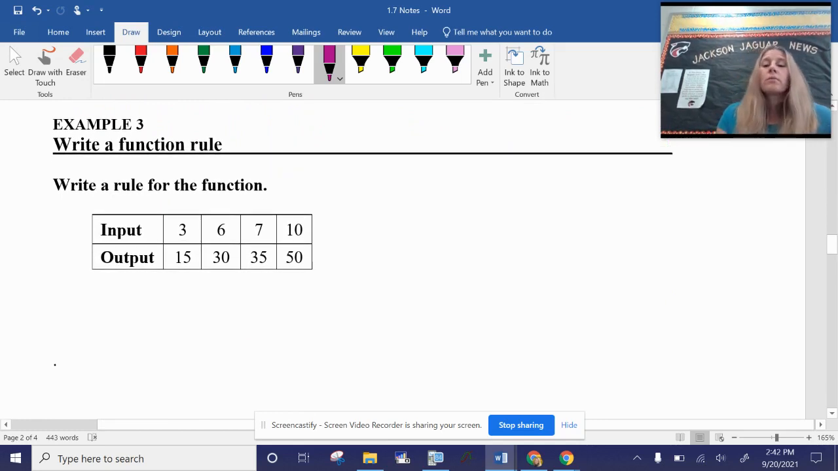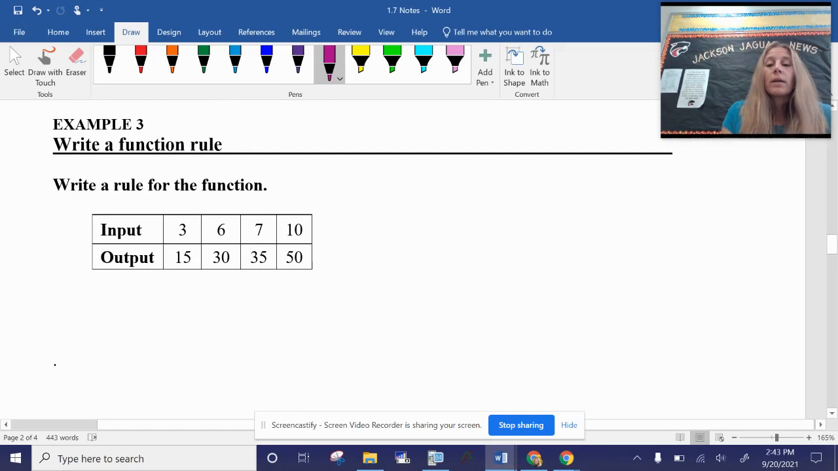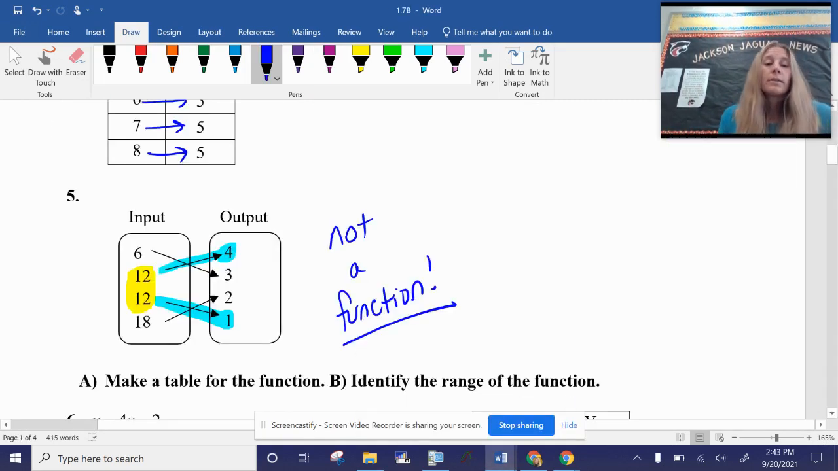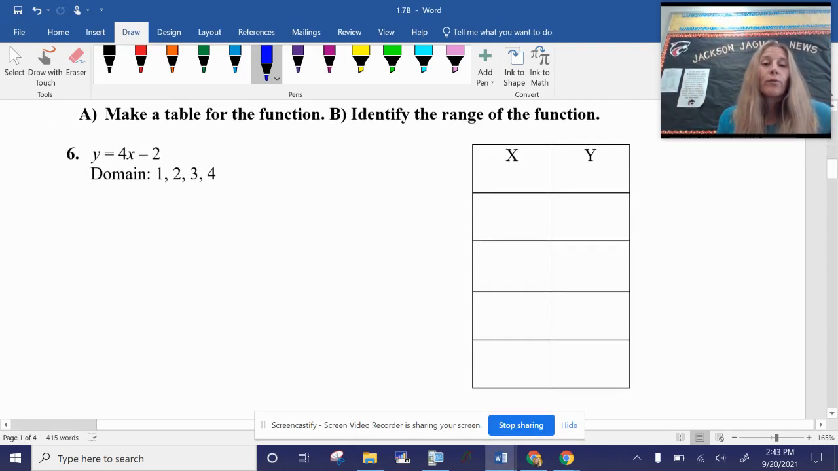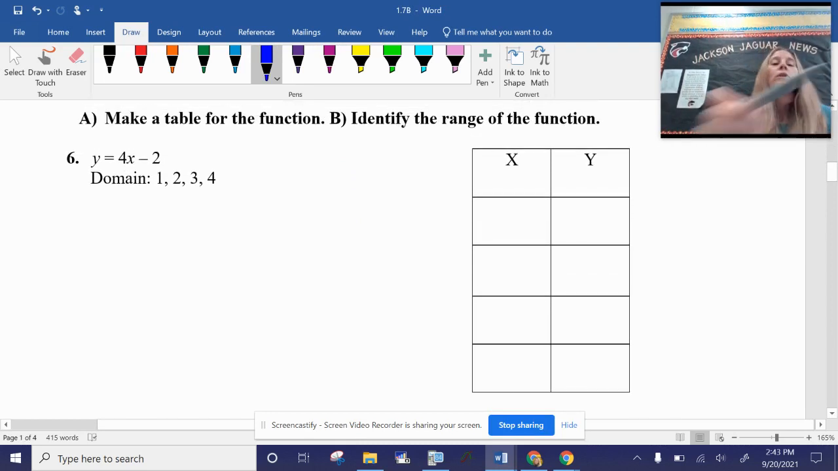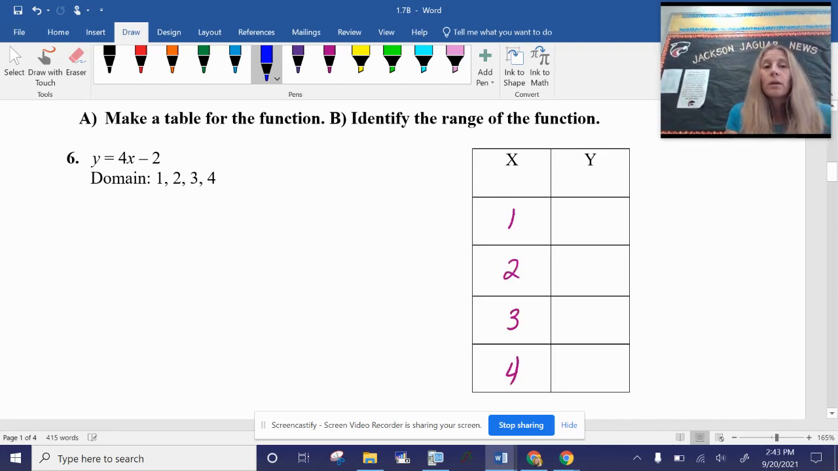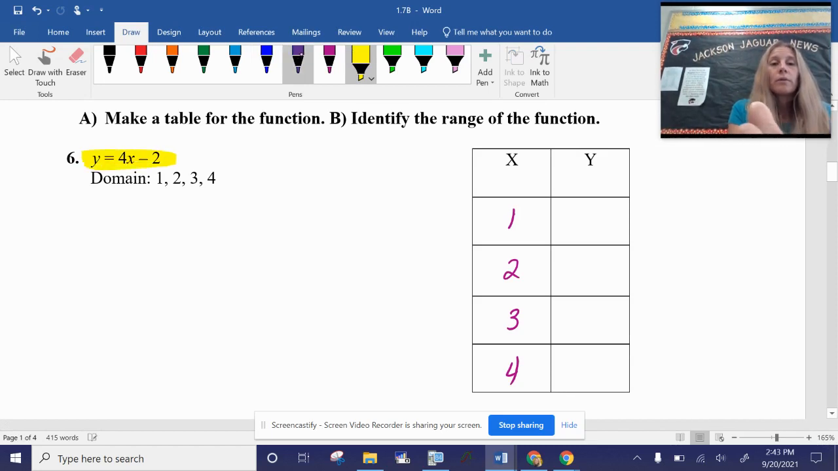Okay. Before we move on to writing a rule, let's just see if there were any other examples that we might want to make a table for. So same idea whether the table is horizontal or vertical. So in this example, our domain, we're just going to go down vertically for our table instead of horizontally, but it's no different. Here is our function rule that we're using.